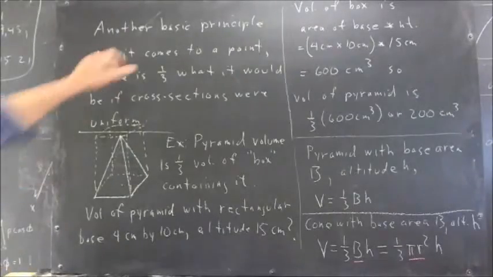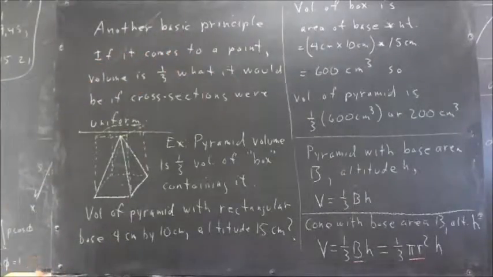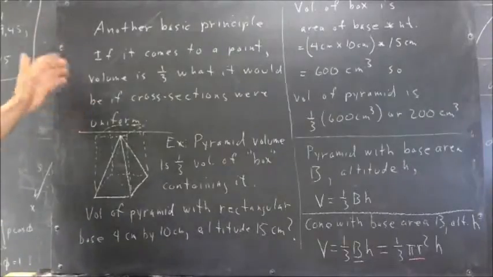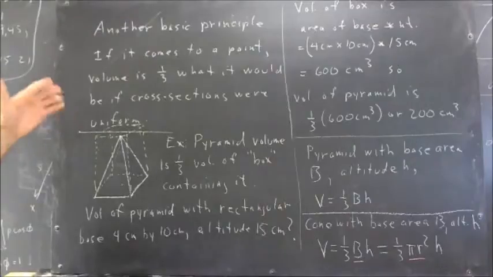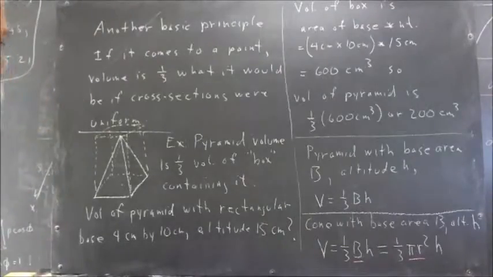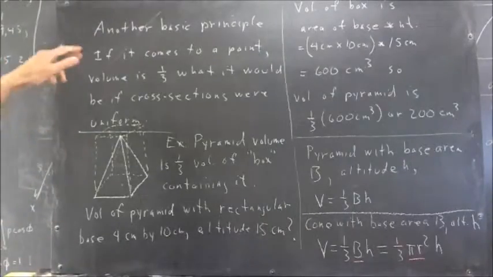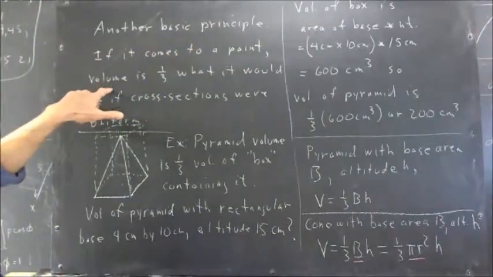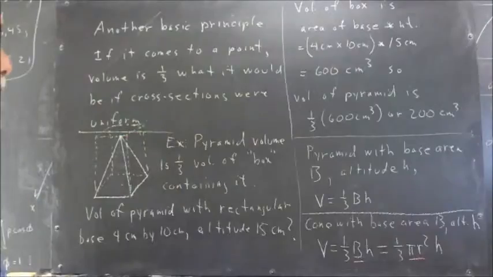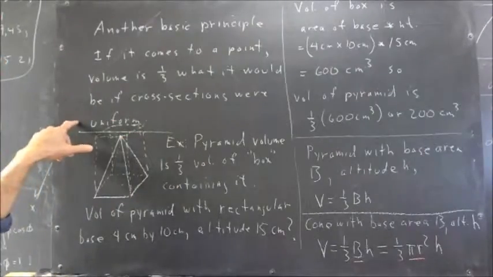Okay, there's another basic principle. Now, there are some conditions that I don't mention here. The altitude has to be perpendicular to the base and such, but the basic principle is if it comes to a point, the volume's 1/3 of what it would be if the cross sections were uniform.